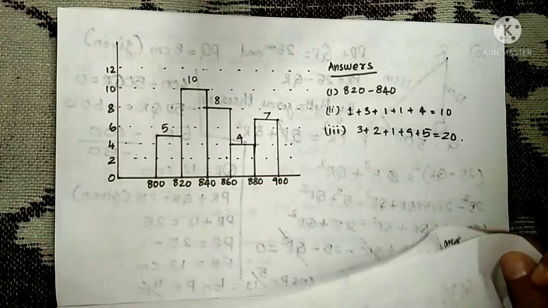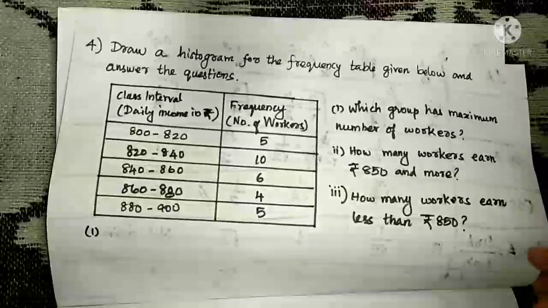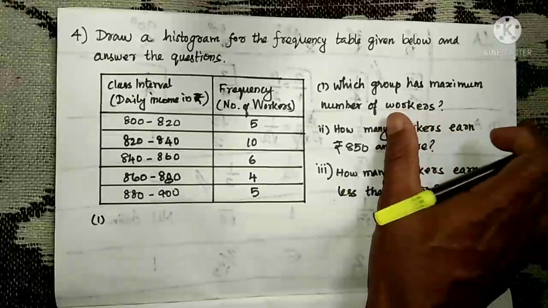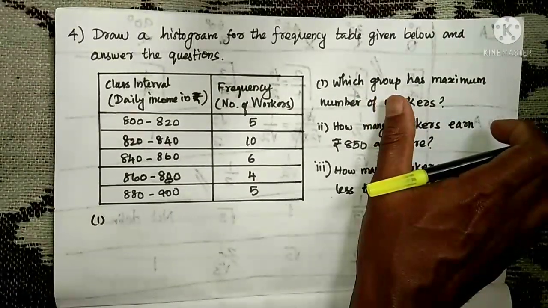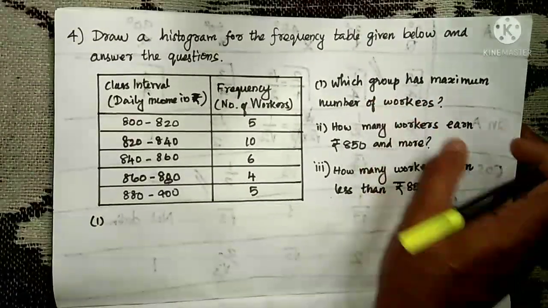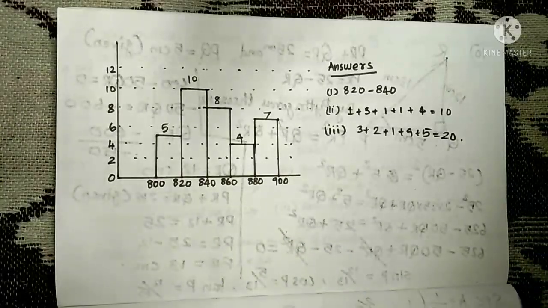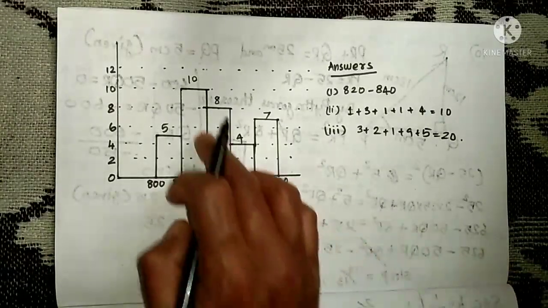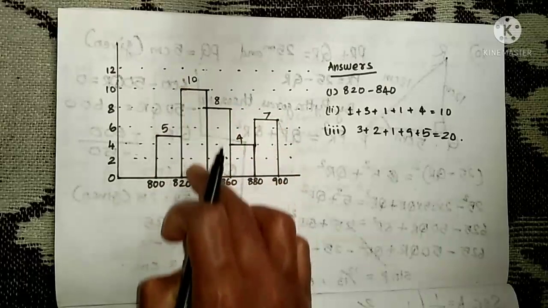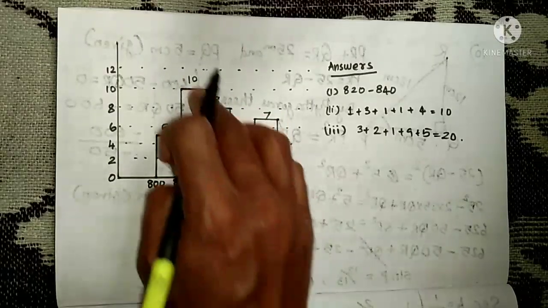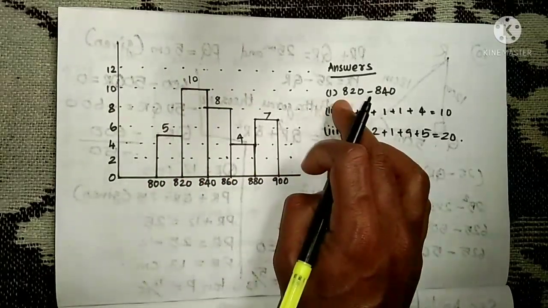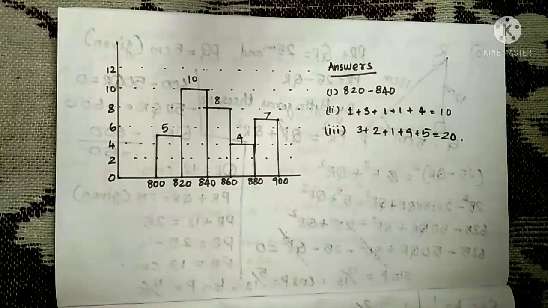The answers I have also written for you. The first question: which group has the maximum number of workers? From this we can see that this group, 820 to 840, has the maximum number of workers. That is the first answer.